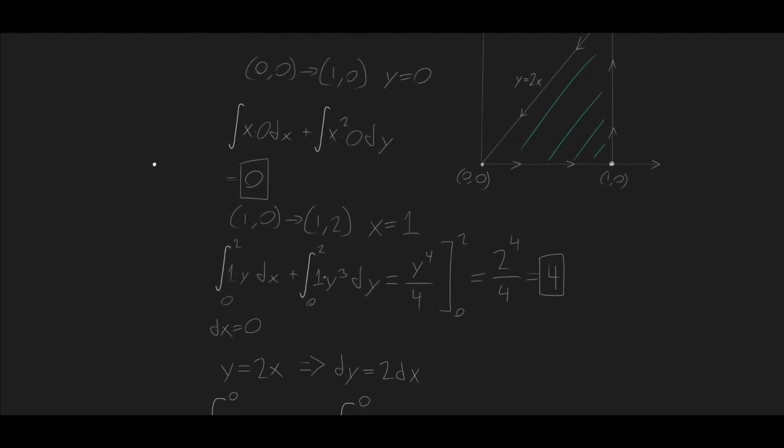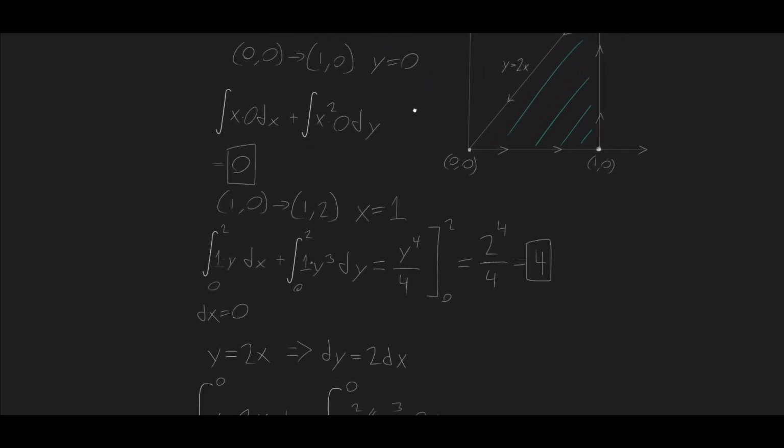So the first one that we're going to look at is from (0, 0) to (1, 0) along the line y equals 0. So when y equals 0, in our integral, it will be the integral of x times 0 dx plus the integral of x squared times 0 dy. So that just is going to equal 0.